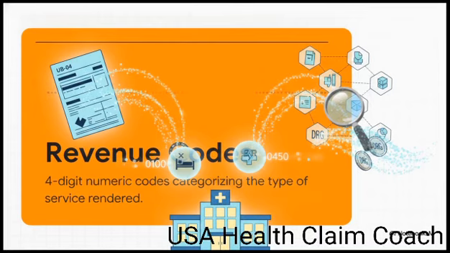You can't just write patient stayed overnight. You have to use code 0100 for room and board. ER visit, that's 0450. These revenue codes are quite literally the backbone for payment grouping systems like DRGs. They are the language of reimbursement.